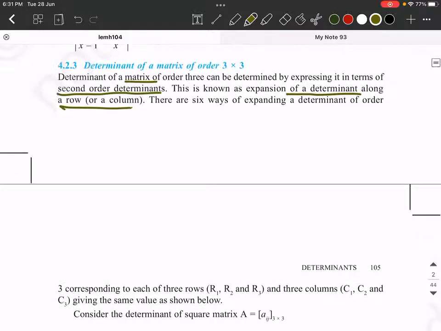So there are 6 ways of expanding a determinant of order 3. You can expand them along the first row, second row, or the third row, or you can expand them along the first column, second column, or the third column. Okay, I will directly start explaining.